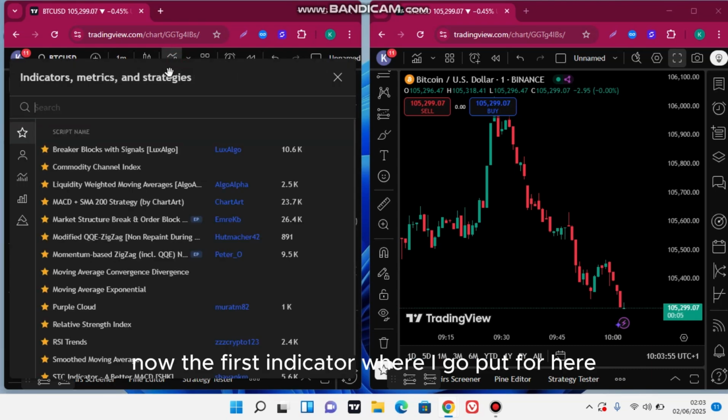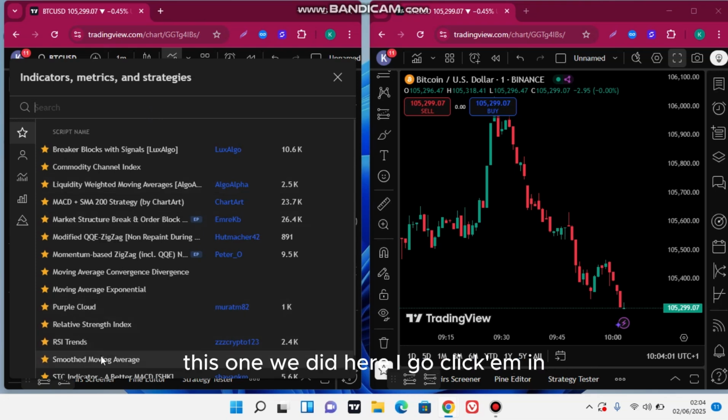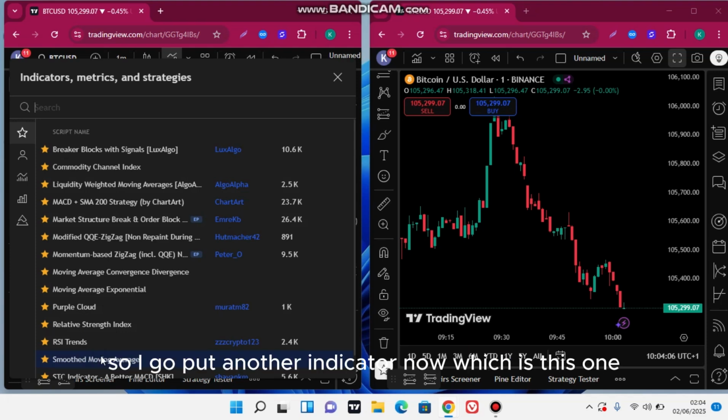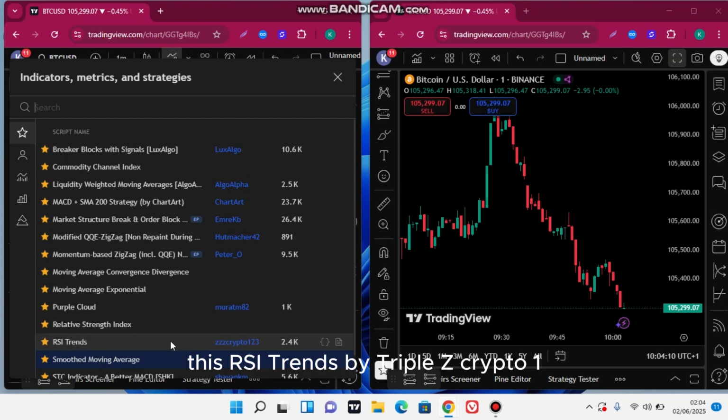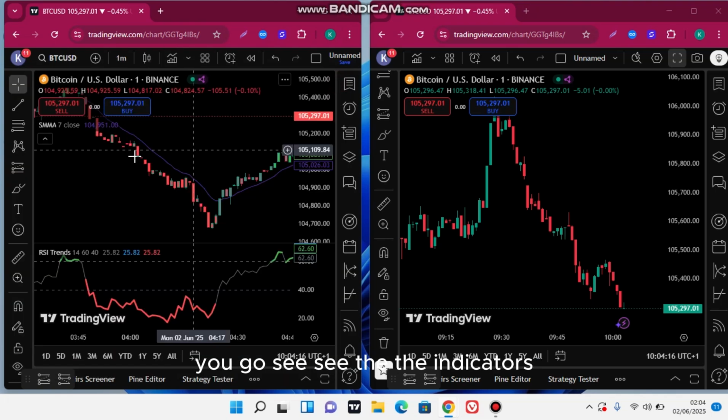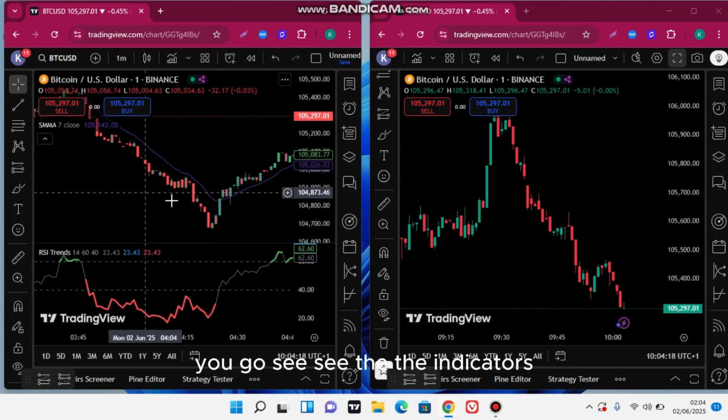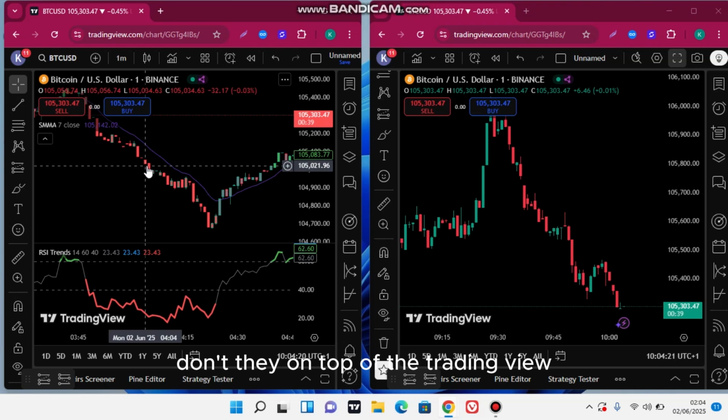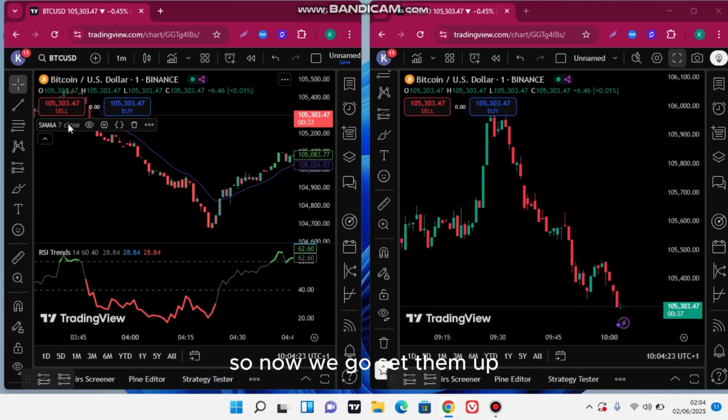The first indicator I will put here is this smooth moving average. I will click on it. Then I will put another indicator, this RSI Trends by ZZZ Crypto 123. I will click on it as well. Then I will close. You will see the indicators on top of the TradingView. Now we will set them up.